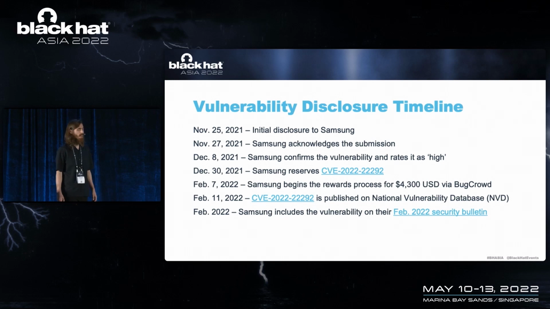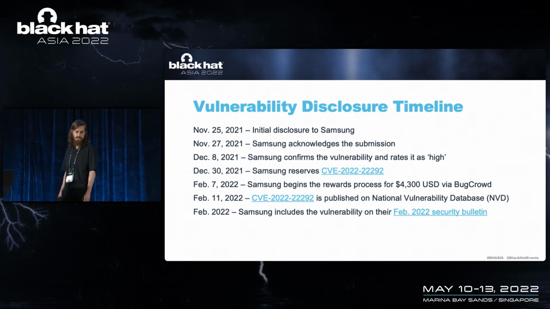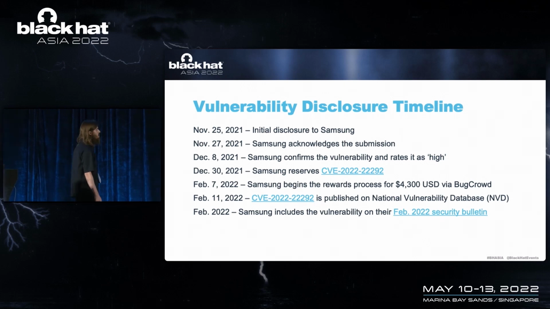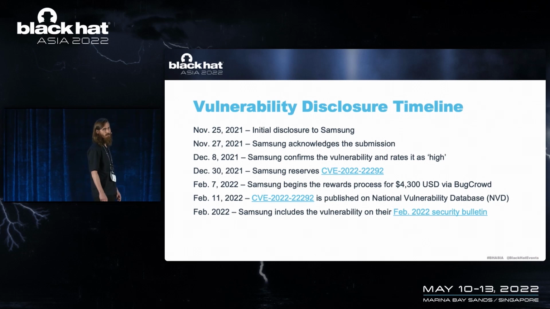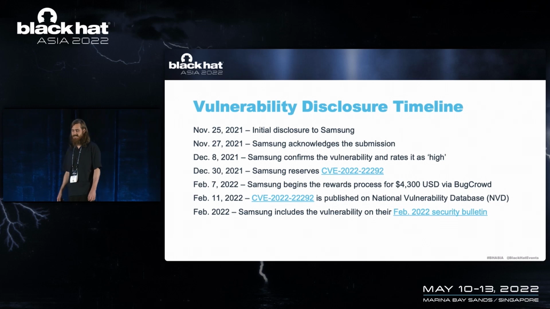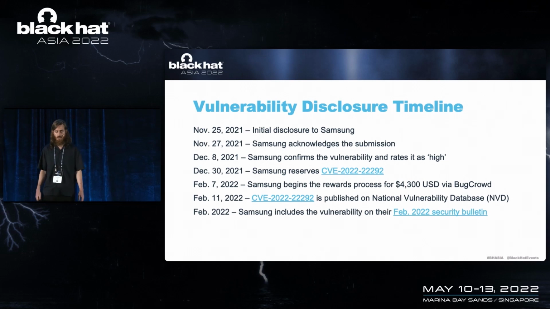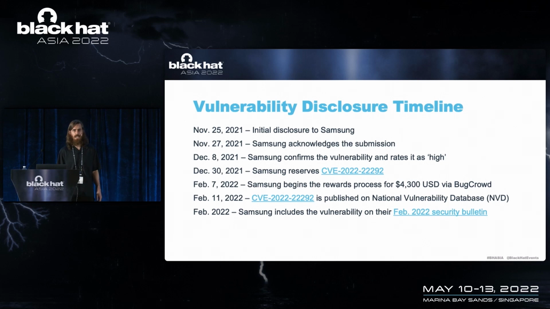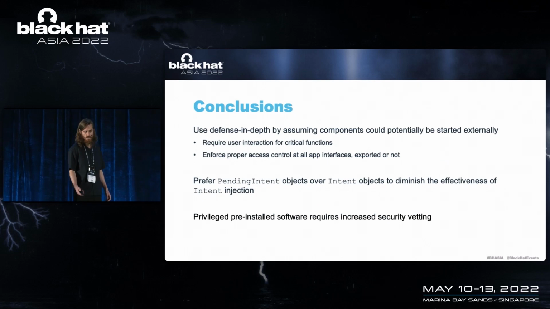So here is the timeline. It was reported on November 25th to Samsung. 2 days later, they acknowledged the submission. And about 2 weeks later, they confirmed the vulnerability and rated it as high severity. Then on December 30th, they reserved a CVE. On February 7th, they initiated a bug bounty, $4,300 through BugCrowd. On February 11th, the CVE on the National Vulnerability Database became public. And Samsung wrote about this vulnerability in their February 2022 security bulletin.